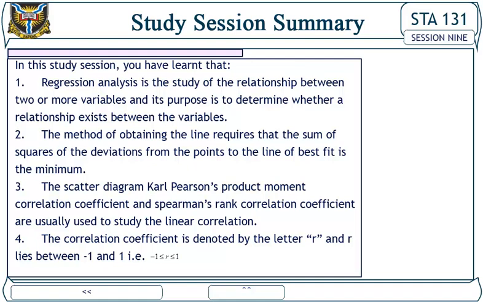3. The scatter diagram, Pearson's product moment correlation coefficient and Spearman's rank correlation coefficient are usually used to study the linear correlation. 4. The correlation coefficient is denoted by the letter R, and R lies between -1 and 1, that is, -1 less than or equal to R less than or equal to 1.